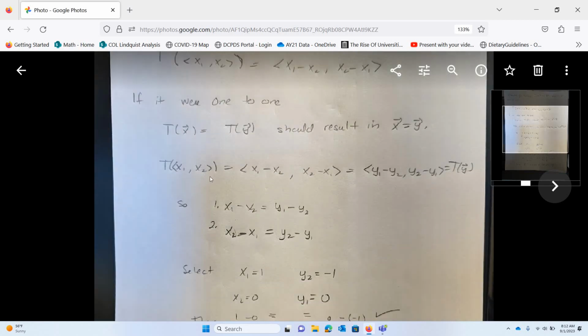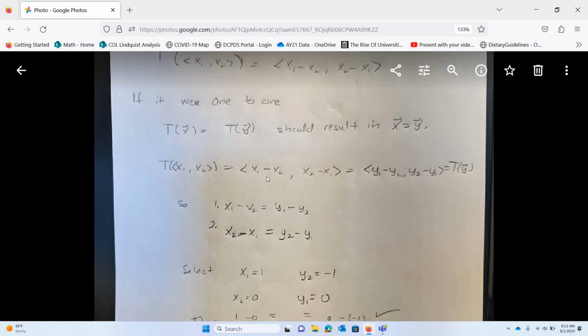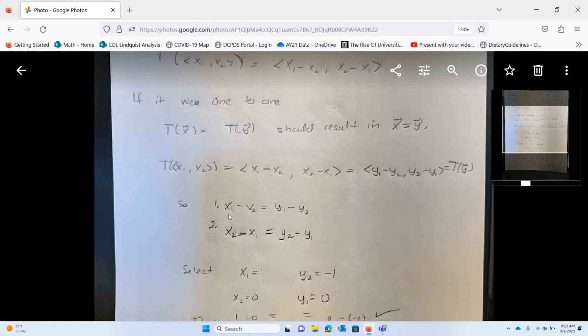So if I go down a little further and just plug and chug, T of x is this guy, T of y is this guy, and that gives me two equations if I set components equal. So x1 minus x2 is y1 minus y2, and x2 minus x1 is y2 minus y1.